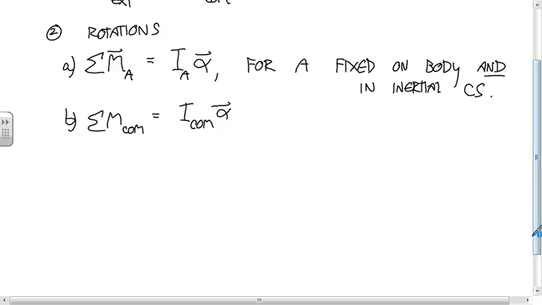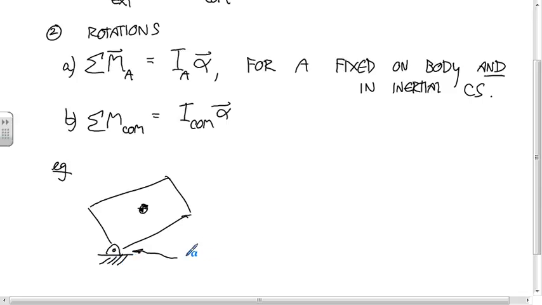Okay, so here's an example. So say that you had a rigid body like this rectangular shape, and its center of mass is here, and it's connected to the ground by a pin joint. So I'm going to call this point A. Okay. In this case, you could use either one of these two approaches and get the right answer.